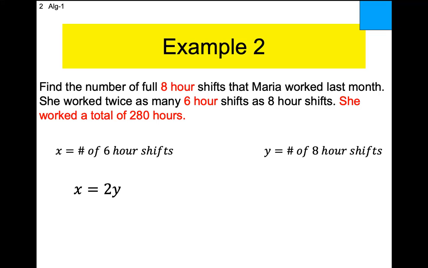This one's 6 times x, plus 8 times y, and that's going to equal 280. Because this is 6 hours. How many did you have? I don't know. That's what we're trying to figure out. This is your 8 hours. How many did you do? I don't know. That's what we're trying to figure out. But I do know if I work 2 8 hours, it would be 2 times 8. If I work 3 6 hours, 2 times 8 plus 3 times 6, and together that equals 280. Okay?